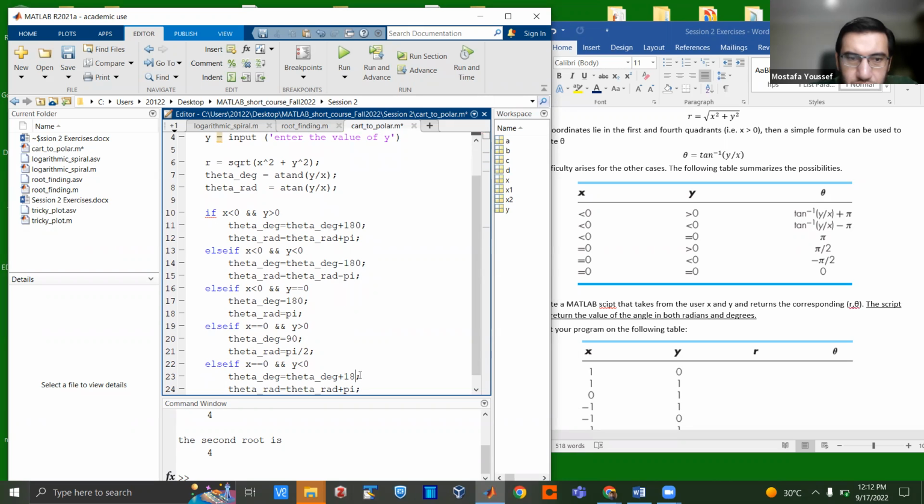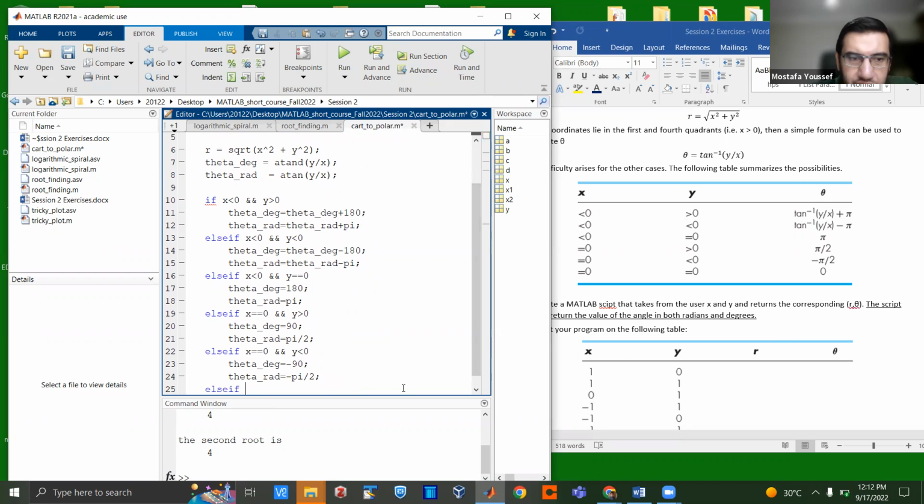Minus pi over 2, so it's going to be minus 90, and this one is going to be minus pi over 2. I think the last possibility in the table is f x is 0, and you have to leave spaces between the 0 and the and. Otherwise, it might create an error. And visually, it's easier for your eyes to track errors when you leave a space between the and.